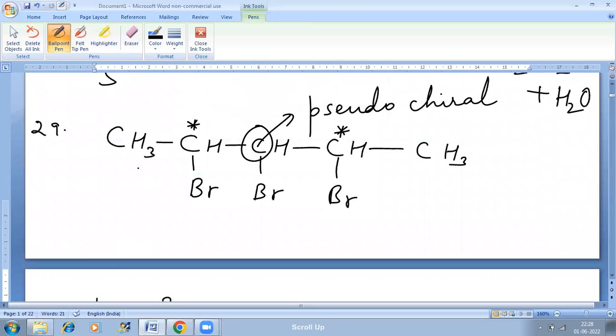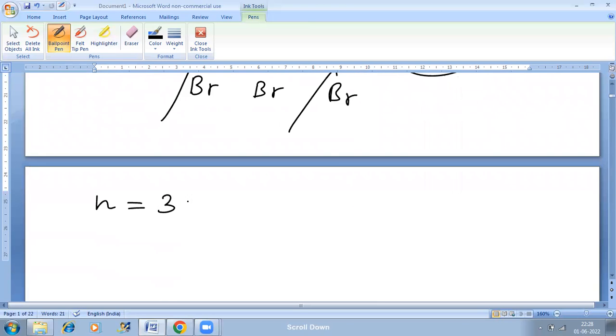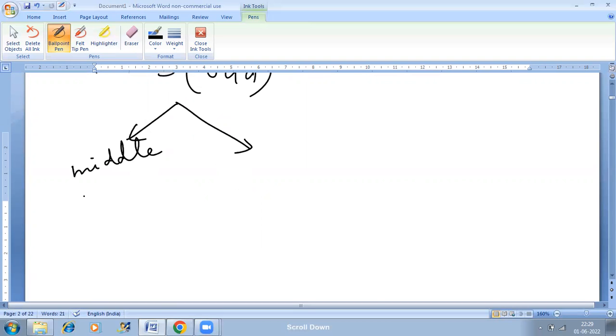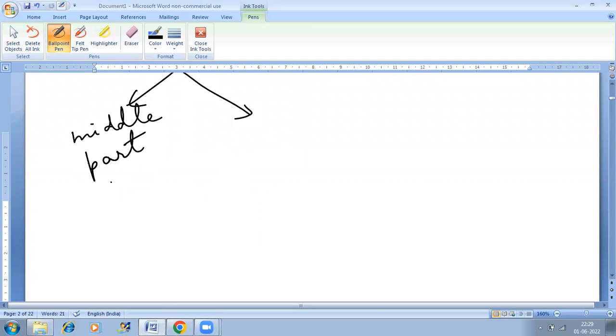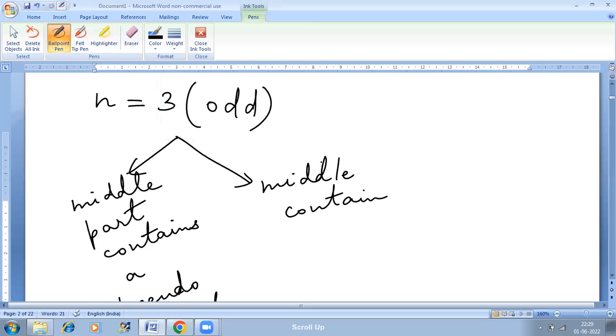I have to count the pseudo-chiral carbon also, right? Now, this is a symmetrical system because this end is same as this end. Again, this portion is same as this portion. It's a symmetrical species, and this is an odd value of n. We know that when n is odd, there are two subcategories. One is where the middle part of the molecule contains a pseudo chiral carbon, and the other is if the middle contains a double bond. These are the two subtypes when n is odd and it's a symmetrical molecule.